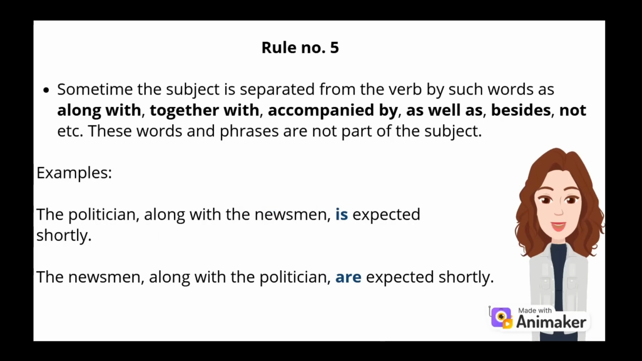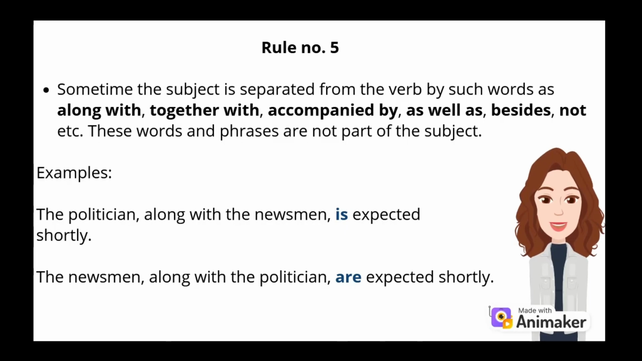Let us look at the fifth rule. Sometimes the subject is separated from the verb by such words as along with, together with, accompanied by, as well as, besides, not, etc. These words and phrases are not part of the subject. So, what do you have to do? You have to ignore them and use a singular verb when the subject is singular and use a plural verb when the subject is plural. Let's look at some of the examples.